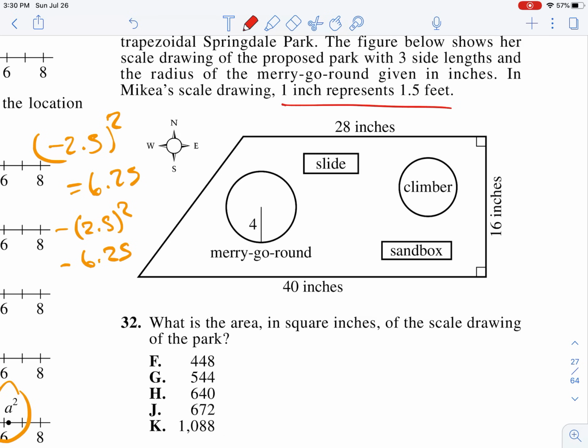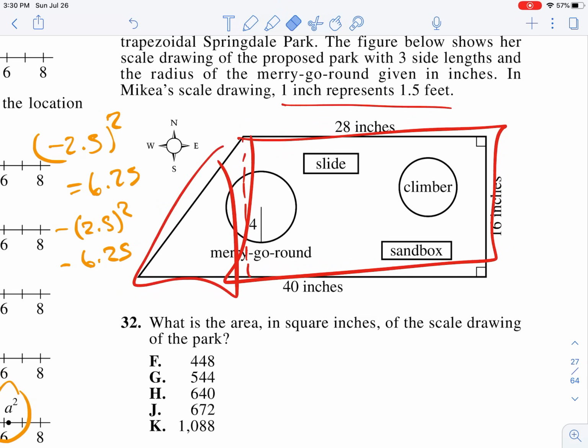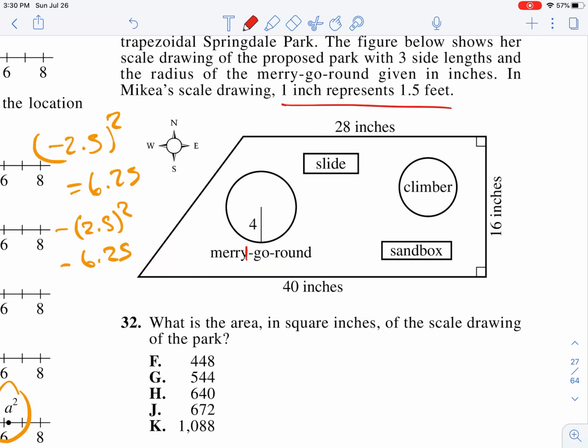So to find the area, what you could do is break it up into 2 shapes. So you have this one here, and then you add the area of this one here. Or you could look at it as a trapezoid. Imagine that you average 28 and 40, you'd get 34. So imagine that this is basically a shape like this with the average width of 34, and then you just multiply that by 16. So 16 times 34, 544, that's what I got. The answer for 32 is G.